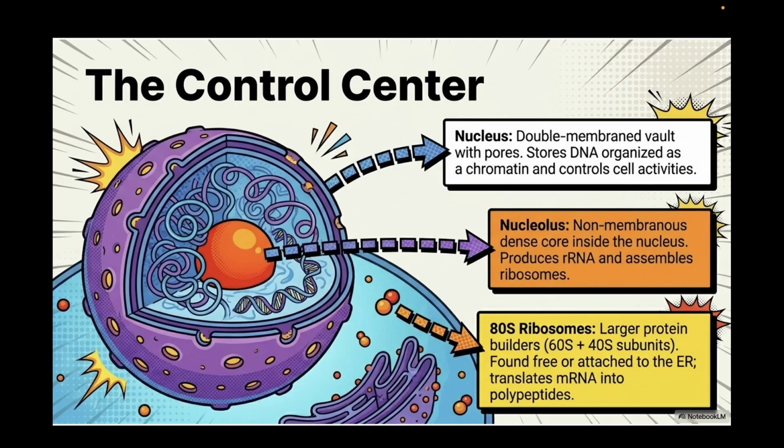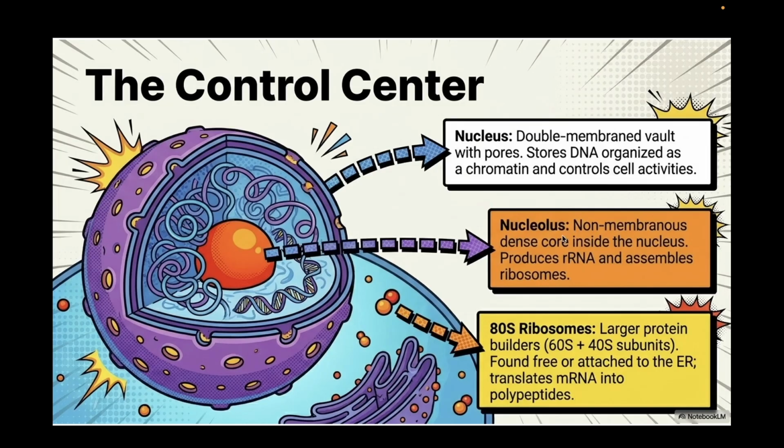So the first and foremost is the control center, which is the nucleus. The nucleus also has the nucleolus and 80S ribosomes. The nucleus is double membraned, which has an outer and inner membrane with pores, and it contains DNA in the form of chromatin, which helps in controlling all the cellular activities.